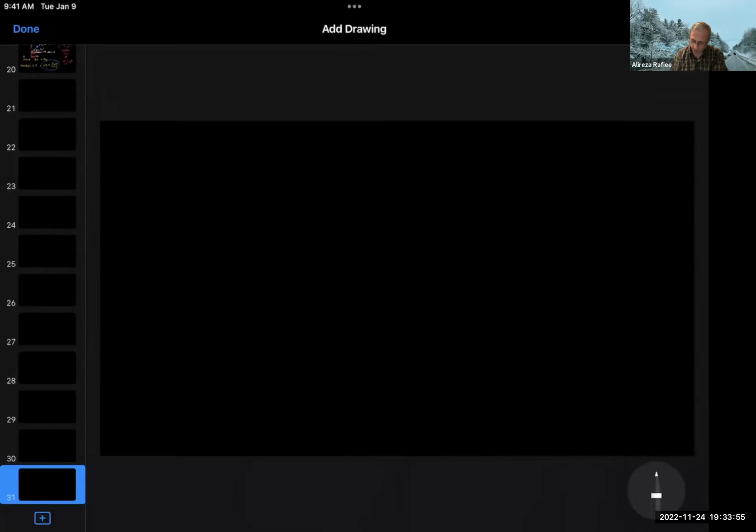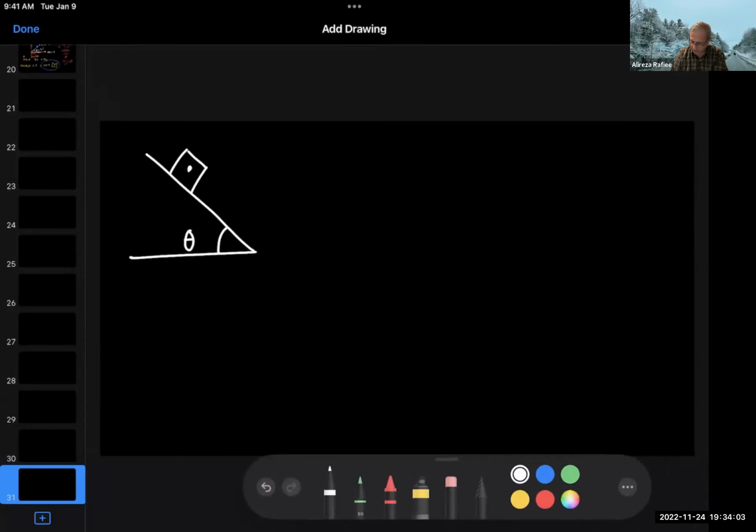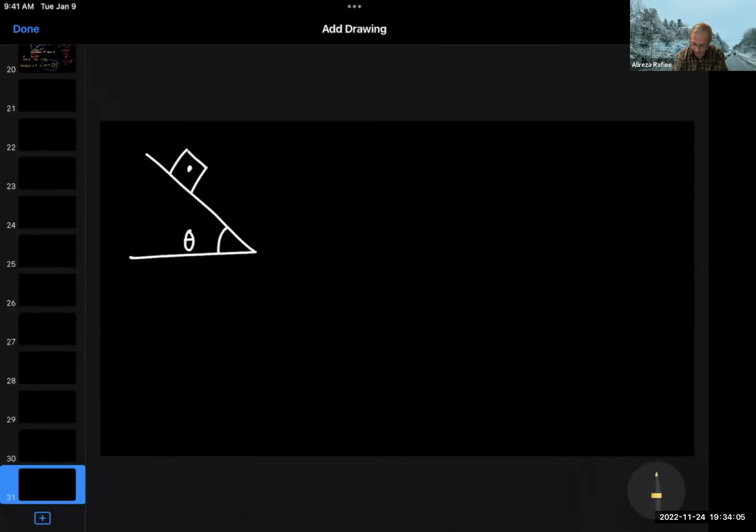Like if you have a surface with angle theta and you have an object like this, well, the free body diagram is easy to draw. Okay, so this is the mass. You will have an mg downward. You will have a normal force upward. And if you have friction, then you will have f of f upward.